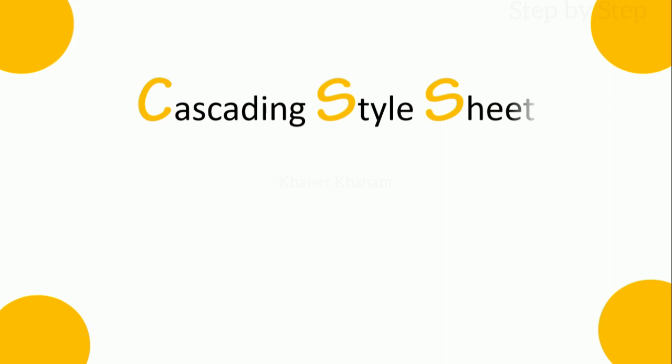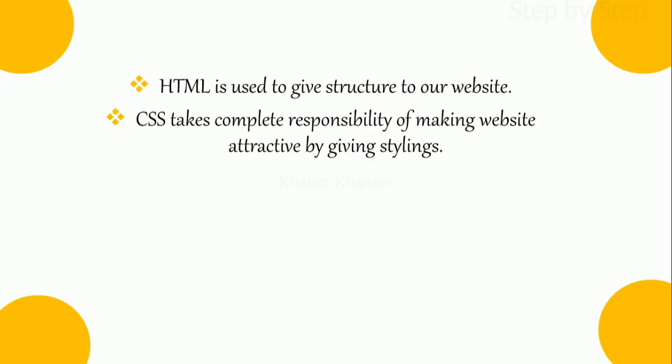Hello everyone. In this tutorial, we are going to learn what is Cascading Style Sheet, which is the full form of CSS. As we all are aware, whenever we are using HTML, we are giving the structure to our website. But when we are using CSS, it is going to give the layer to our website. Whatever content we are having inside HTML, CSS will take the complete responsibility of designing that content present inside HTML.